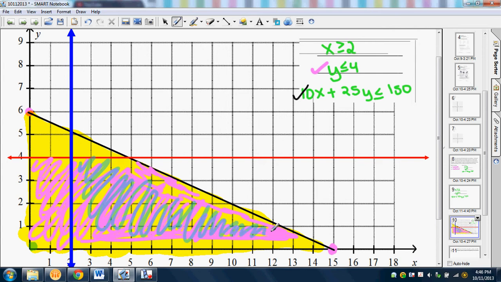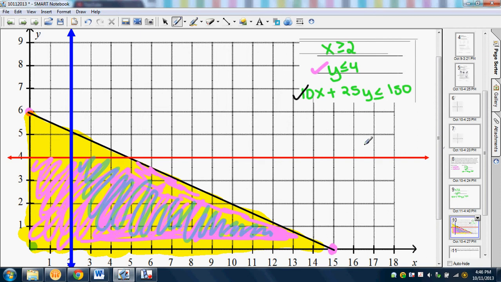Okay? All of this that's shaded, the yellow, the pink, purple, and the blue, satisfies the conditions of making less than or equal to 4 necklaces and more than or equal to 2 bracelets. These are the number of items that she can make with the number of beads that she has.